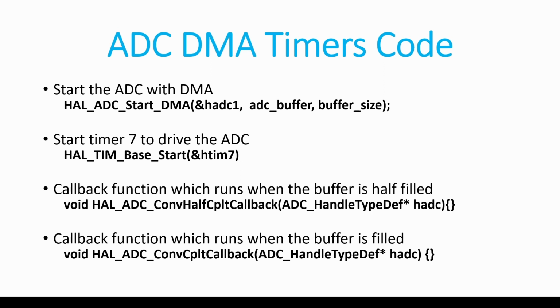Finally, we can reuse the same code from our previous DMA example. Specifically, HAL ADC start DMA and the 2 callback functions. What's new, however, is that a line of code must be added to start timer 7. Without starting the timer, the ADC will not be triggered.